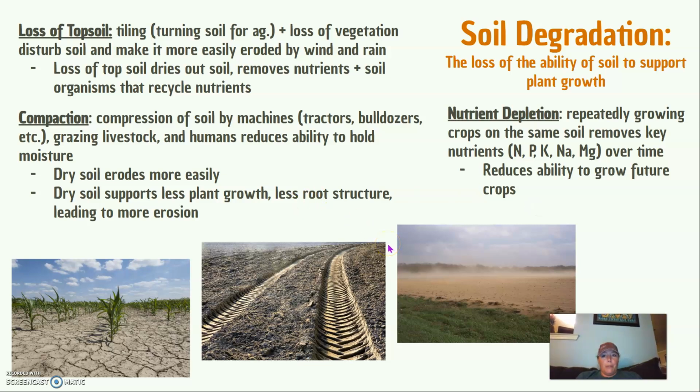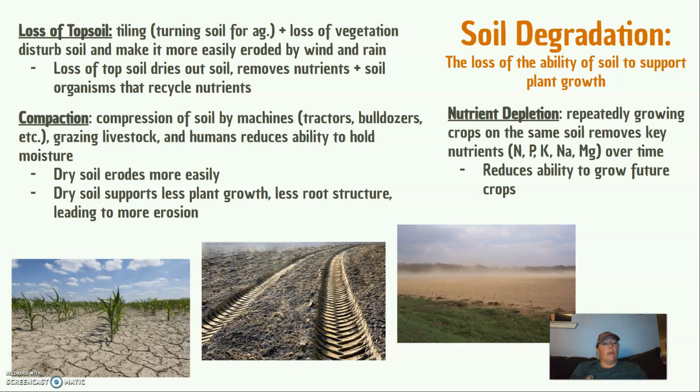One thing we need to talk about when we talk about soil is soil degradation, which is the loss of the ability of soil to support plant growth. Soil degradation can happen in a few ways. The first one is nutrient depletion. That's the repeated growing of the same crops on the same soil. It's always going to remove the same nutrients. So nitrates, phosphates, potassium, sodium, magnesium. Over time, if you keep growing the same crops, you're going to keep removing the same nutrients.